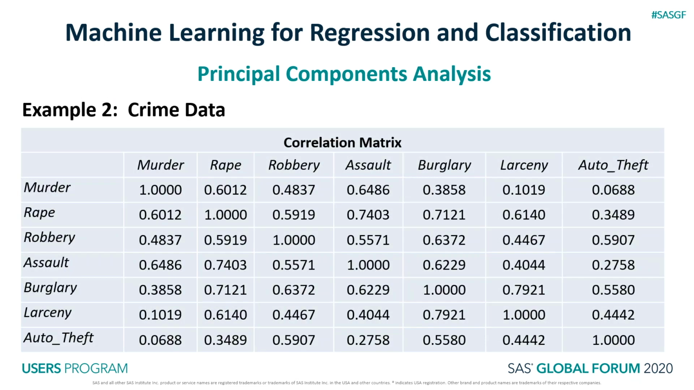So I applied principal components analysis using proc princomp. Here's my correlation matrix that is part of the output, and you can see that there are relatively high correlations between murder, rape, and assault, and perhaps to a lesser degree with robbery and burglary, but things like larceny and auto theft do not seem to be correlated virtually at all with things like murder.